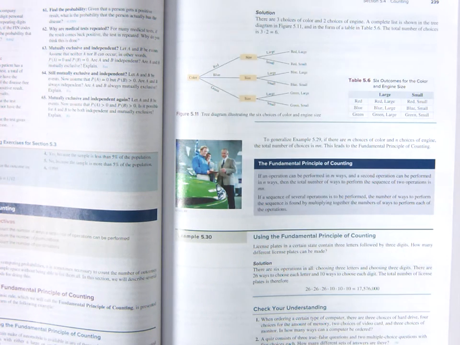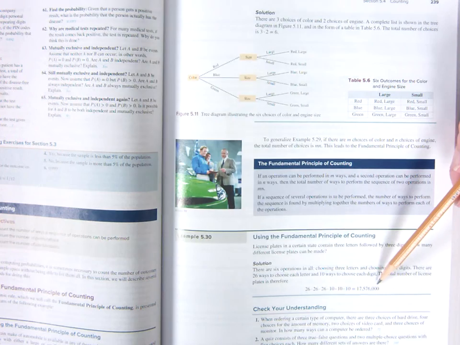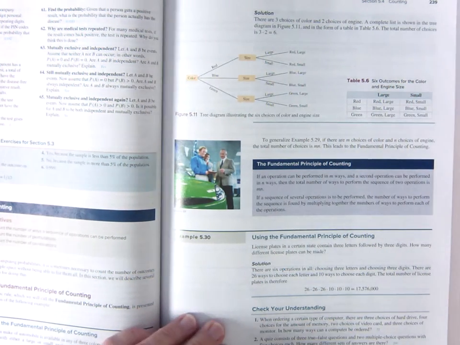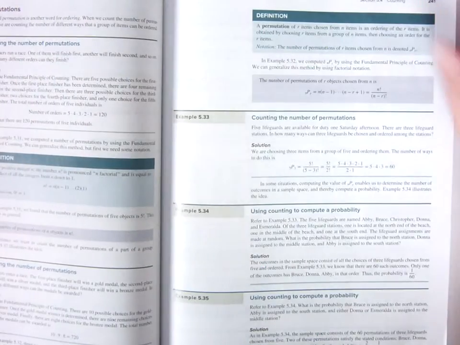Well, for each place that we have to choose a letter, we have 26 letters of the alphabet. So 26 times 26 times 26. And for each place that we have a digit, we have 10 digits to choose from, 0 through 9. So if I take 26 times 26 times 26 and then 10 times 10 times 10, I will get 17,576,000 possible license plates. Okay. That's simple enough, I believe.